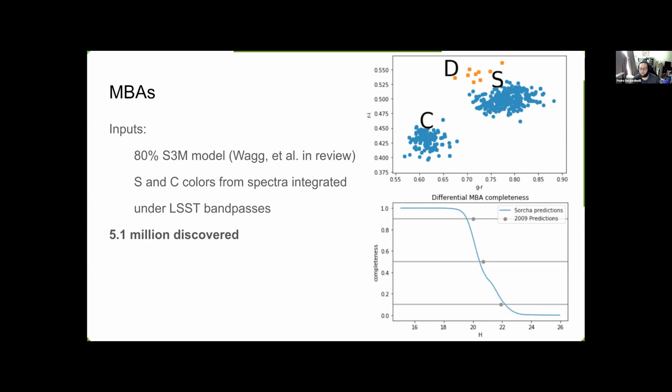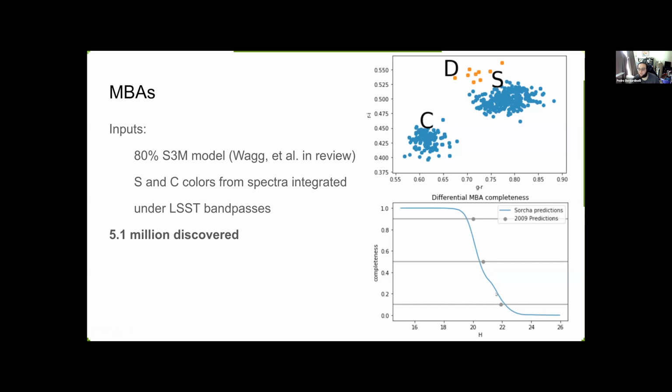The reason for this is that some comparisons between data from the Minor Planet Center on the complete regime and S3M show that basically S3M is predicting more objects than there should be out there. We're using CNS colors. These come from spectra that were integrated with the Rubin bands. And you can see here on the bottom, there's this plot of the differential completeness, and this is absolute magnitude. So it's something like 5.1 million MBAs discovered from the simulations.